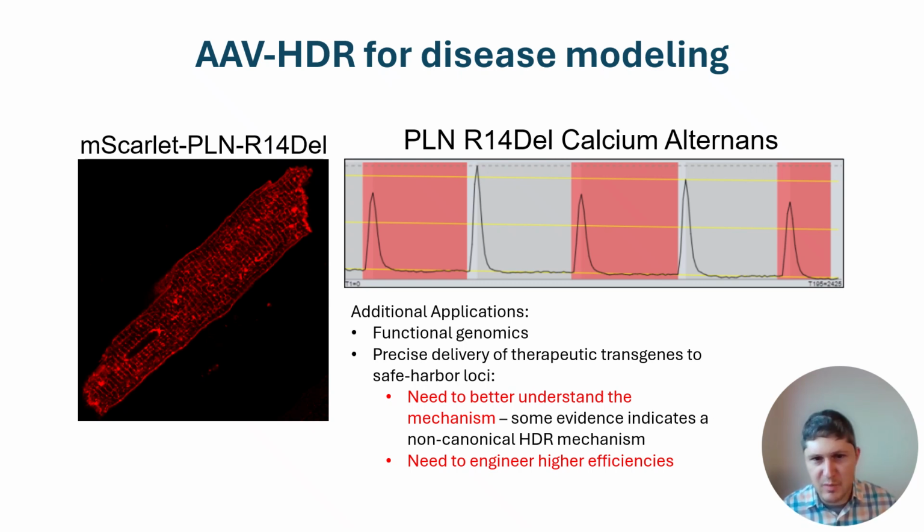Okay, so beyond disease modeling, there are other additional applications like functional genomics that I'm going to talk about shortly. And then the other application that I'm really interested in is therapeutic applications. And so what we would like is to be able to precisely deliver therapeutic transgenes to safe harbor loci using this approach. But before we can use it therapeutically, we really need to better understand the mechanism. Like I previously mentioned, there's quite a bit of evidence suggesting this is a non-canonical HDR mechanism. And then if we can understand the mechanism better, hopefully we can also engineer higher efficiencies to make any therapeutic approach more effective.